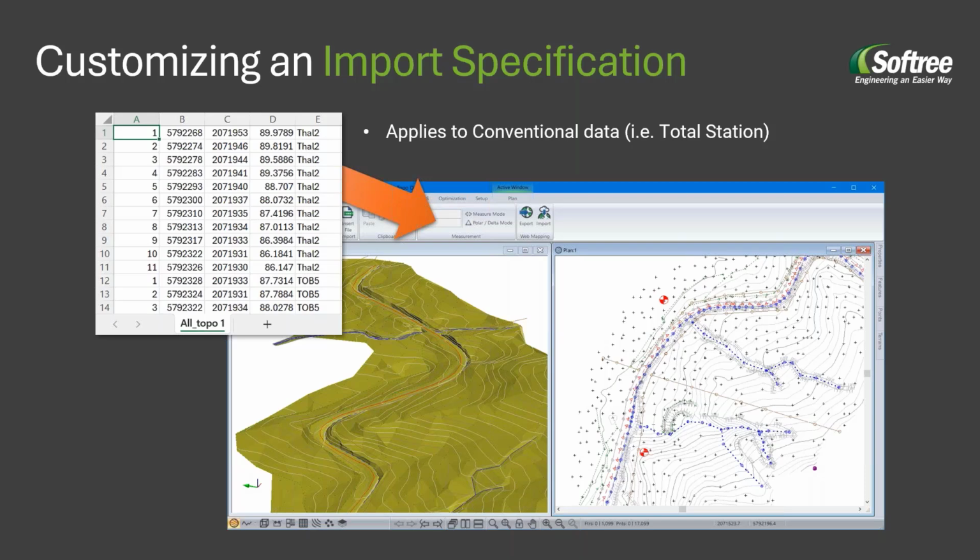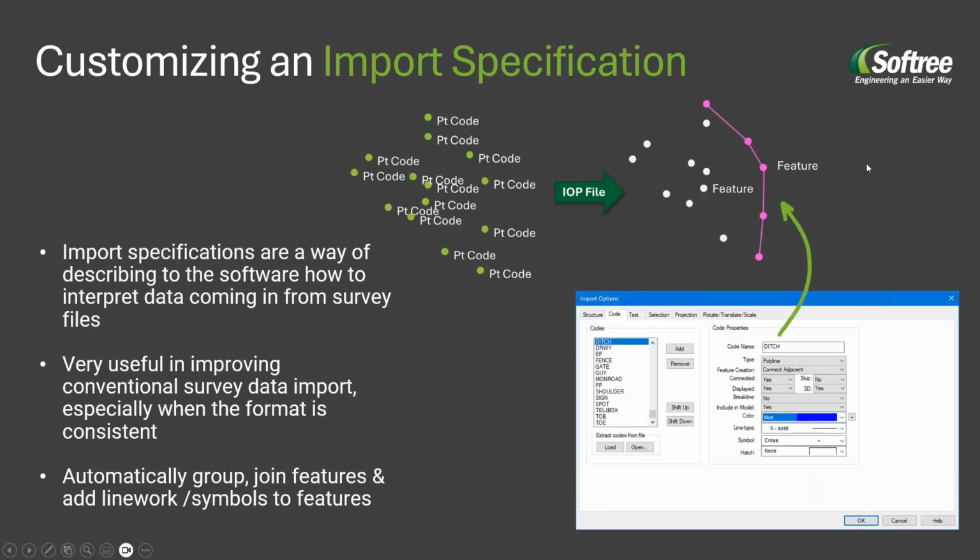Yeah, so we've got an example up here on the screen of what that might look like. In the software, you have the ability to create an import specification. And this really takes all those points and all that data, and gives a way to read it. It's a way of describing to the software how to take that data and import it and what you should do with it. And it's got a lot of power in that. You can automatically group and join features. You can add line work.